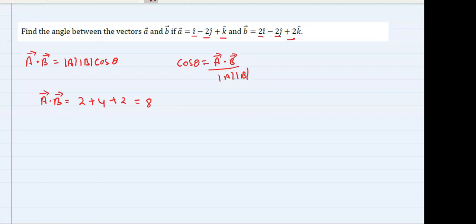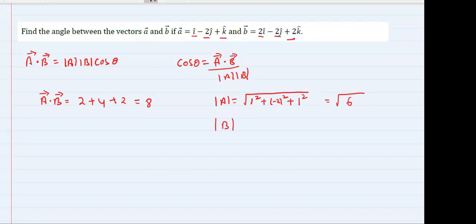Now we have to find mod of A. So mod of A is equal to root of, now just think about it. This is 1, so 1 square. This is minus 2, so plus of minus 2 square. Plus, this is 1, so 1 square. Yes or no? Yes, so this is equal to what? Root of 6. Yes, everyone is getting this in the same way.